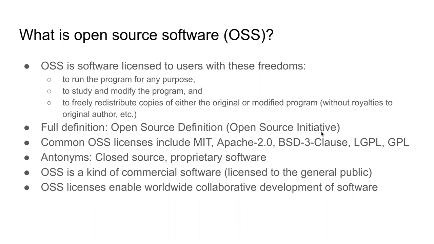proprietary software. Although it's not the focus of this talk, it's important to understand that open source software, at least under US law, is a kind of commercial software. It's licensed to the general public, and automatically that makes it commercial software. That's actually pretty important if you ever have to interact with some organizations like the US government. Open source software licenses enable worldwide collaborative development of software, and that can have many positive benefits, including positive benefits for security.